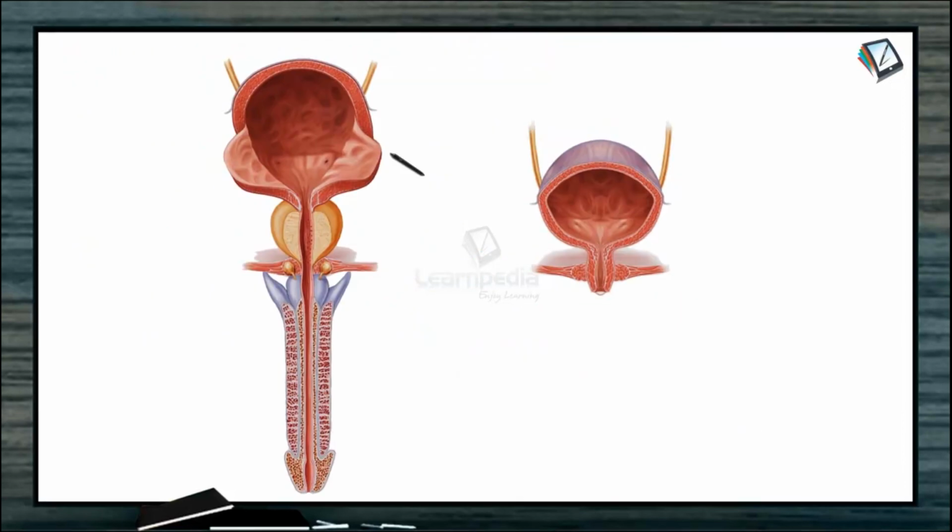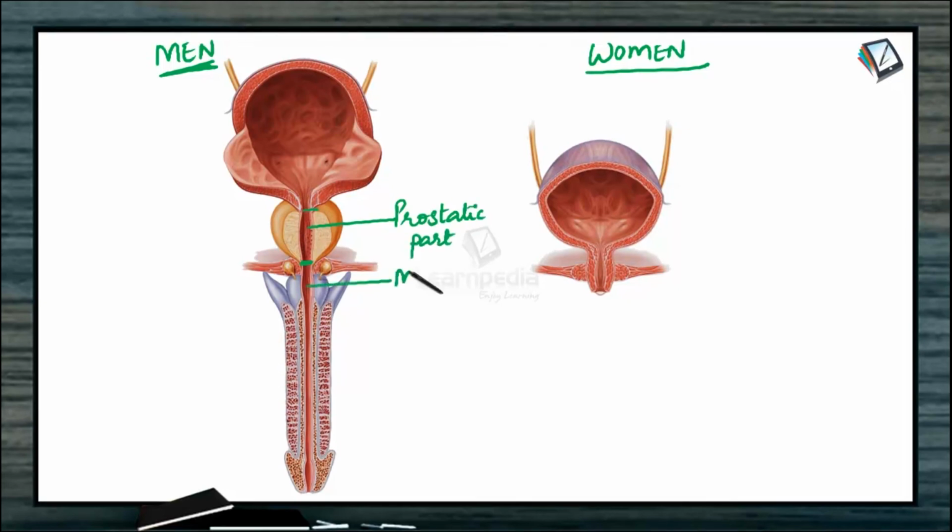So here is the diagram of urethra in men and women. The urethra of men is divided into three parts. The first part, this is the urethra which is surrounded by the prostate gland. So this part is known as upper prostatic part, and the middle part is the membranous part, and the longest one is the penile part. This entire urethra is of 20 centimeter in length.